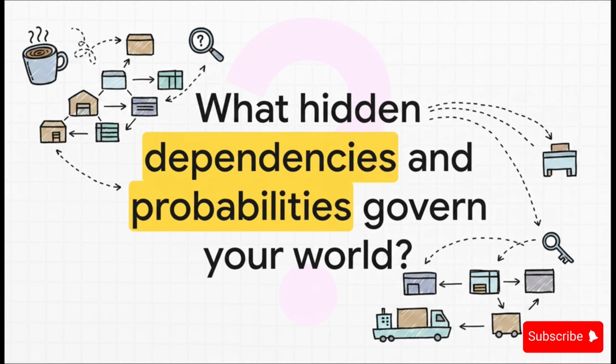The truth is, once you start looking for it, you see this stuff everywhere. From your morning coffee routine to global supply chains. The world is basically just one giant Bayesian network, full of these hidden, interconnected causes and effects. And now, you have the key to start seeing it.